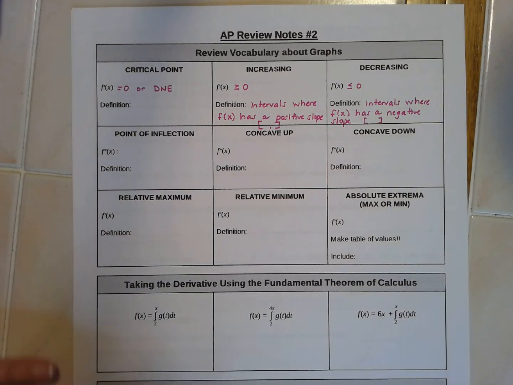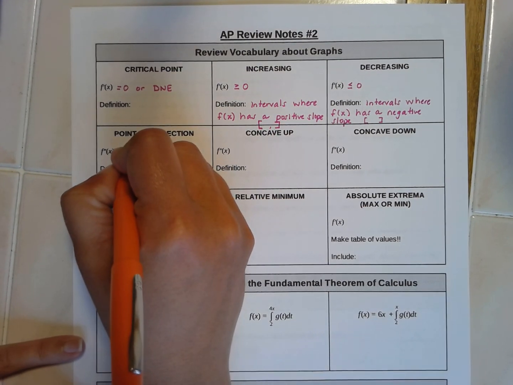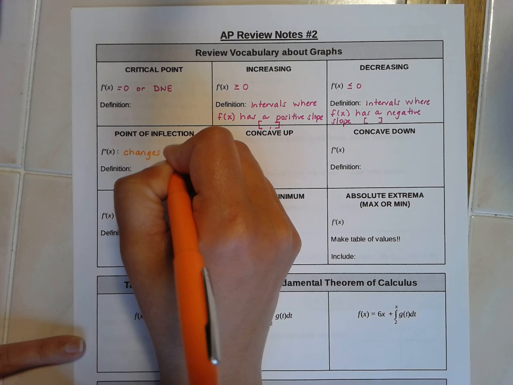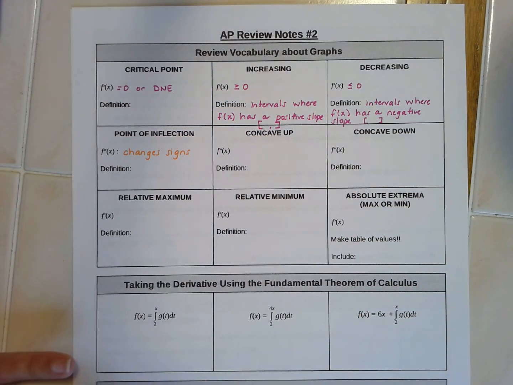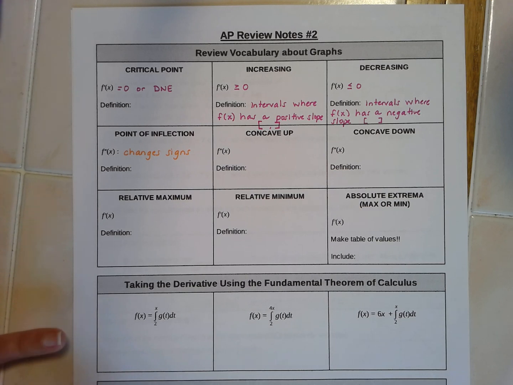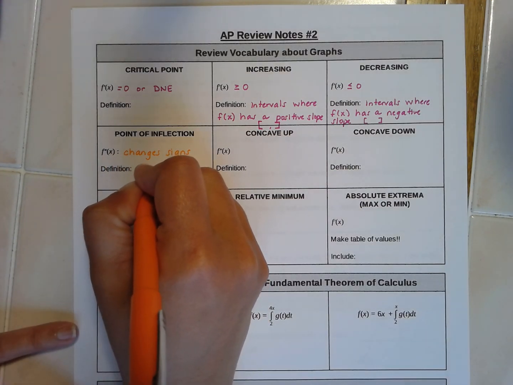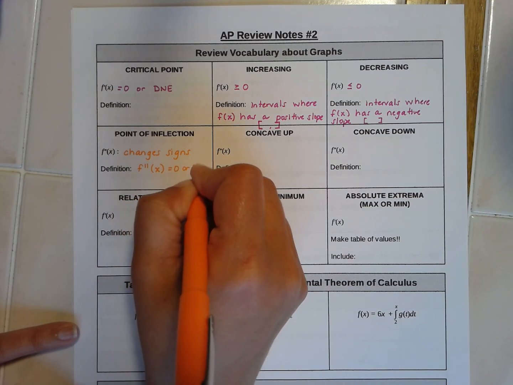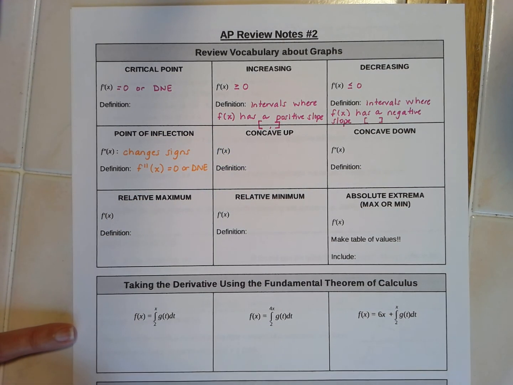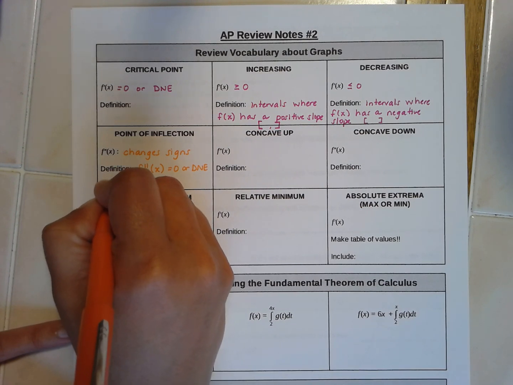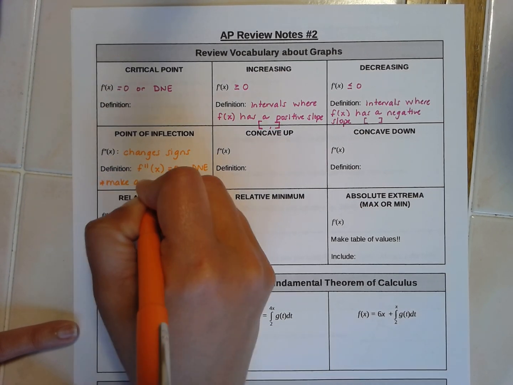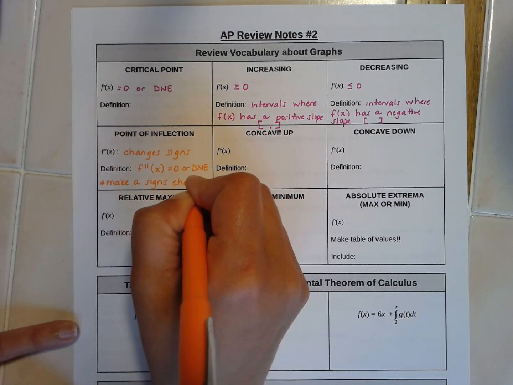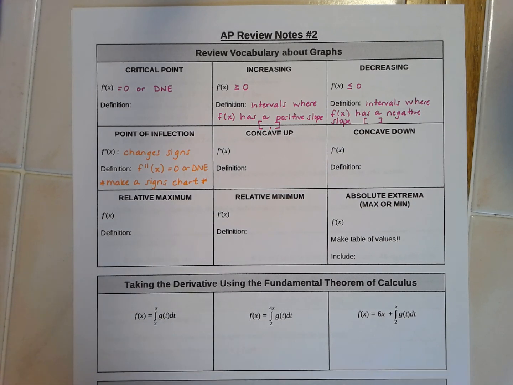So a point of inflection is a place where the second derivative changes signs. Now, it's important to note that in order for the second derivative to change signs, you're going to look for the places where the second derivative is equal to 0 or does not exist. And then you would make a signs chart if necessary, to see if the concavity actually changes there.